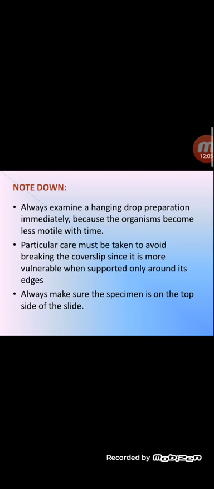And here also we have to note down some important steps, that is, always examine the hanging drop preparation immediately, because the organism becomes less motile with time. Then particular care must be taken to avoid breaking the cover slip, since it is more vulnerable when supported only around its edges. And always make sure the specimen is on the top side of the slide. These are some important things to note down during the hanging drop experiment.